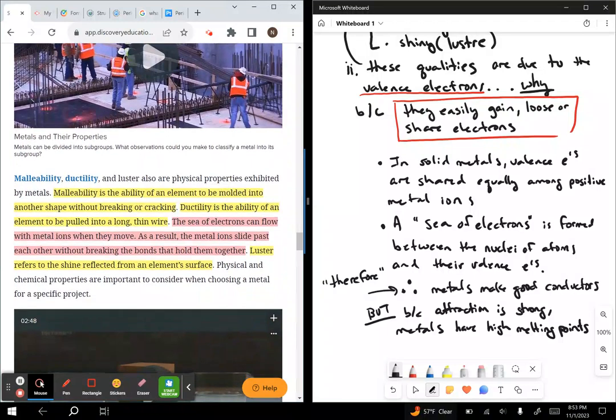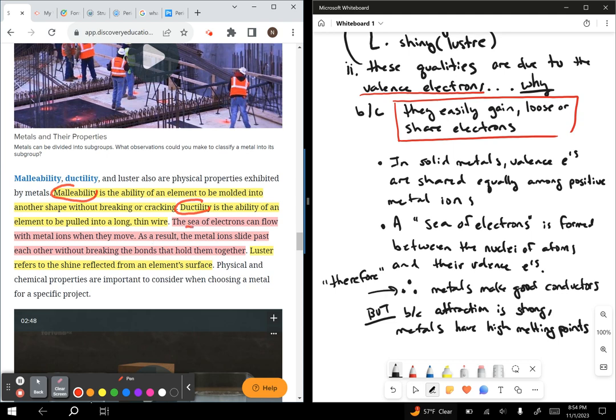All right, we talked about this. Malleability is the ability of the element to be molded into another shape without breaking or cracking. Ductility is the ability of an element to be pulled into a long, thin wire. Let's look at this red highlight. The sea of electrons can flow with metal ions when they move. As a result, the metal ions slide past each other without breaking the bonds that hold them together.